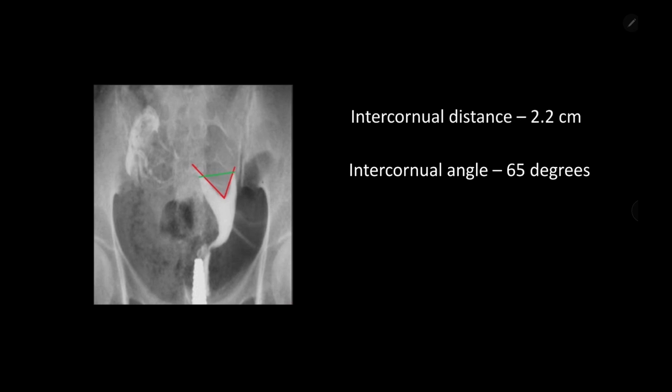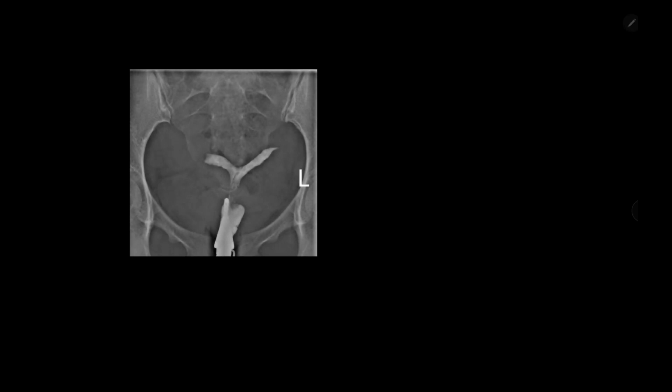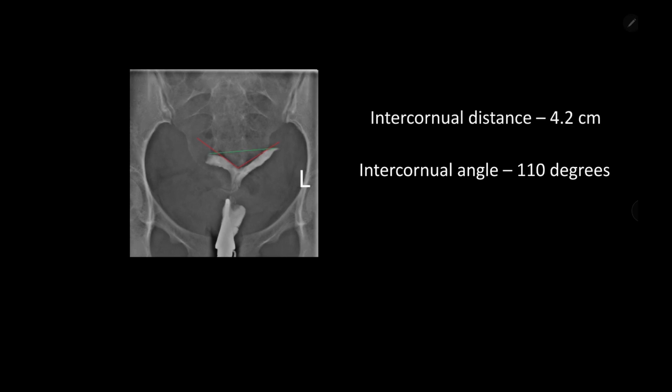So let us see it in the form of few examples. In this HSG spot, when the intercornual angle is measured, it shows around 65 degrees and the intercornual distance is around 2.2 centimeters. So this is more likely to be a septate uterus. In the next HSG spot, we can see the intercornual angle when measured, it is around 110 degrees and the intercornual distance is 4.2 centimeters. So this HSG is very highly likely to be of a bicornuate uterus.